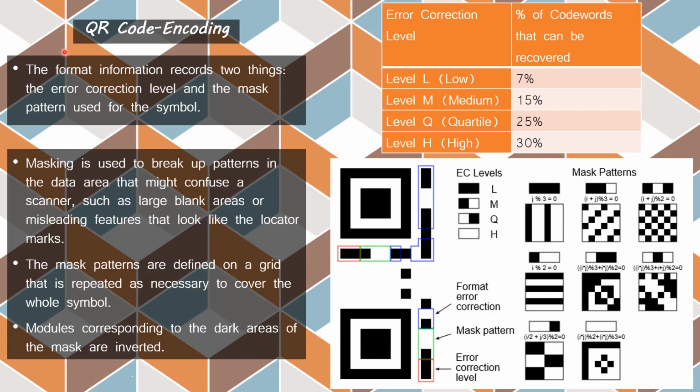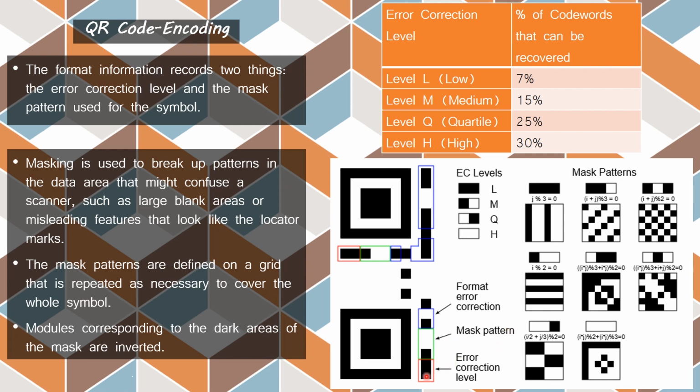Now we look at the QR code encoding. The encoding process requires the format information. It is the same format information we require for decoding also. This format information records two things: the error correction level and the masking pattern. As you can see here in the format information, from bottom to top, if you see the first 5 bits, the first 2 bits denote the error correction, and the next 3 bits denote the mask pattern.